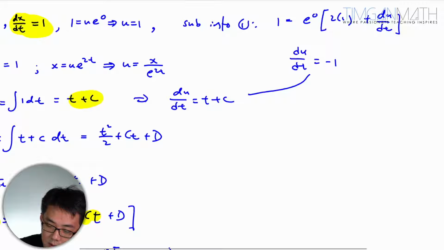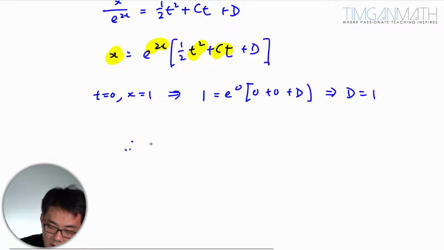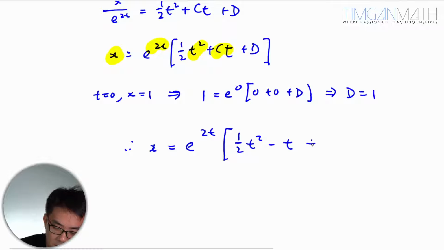So sub it in here. You will get -1 equals 0 plus c. So c is actually -1. Okay, so from here, what we get is, hence, x is equal to e^(2t) times (half t squared minus t plus 1).